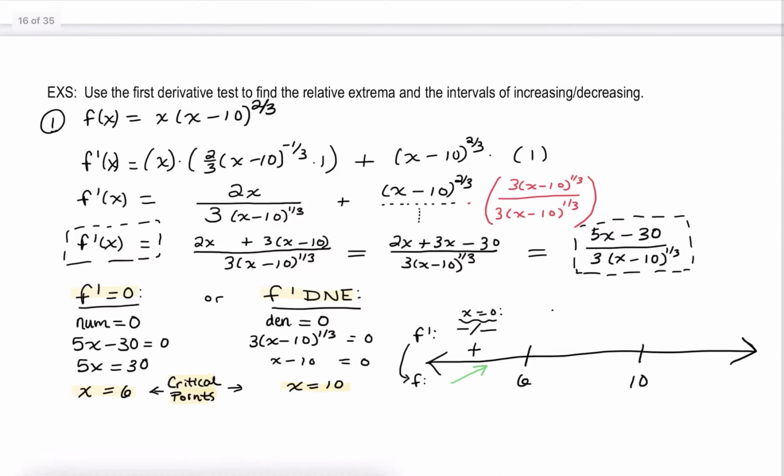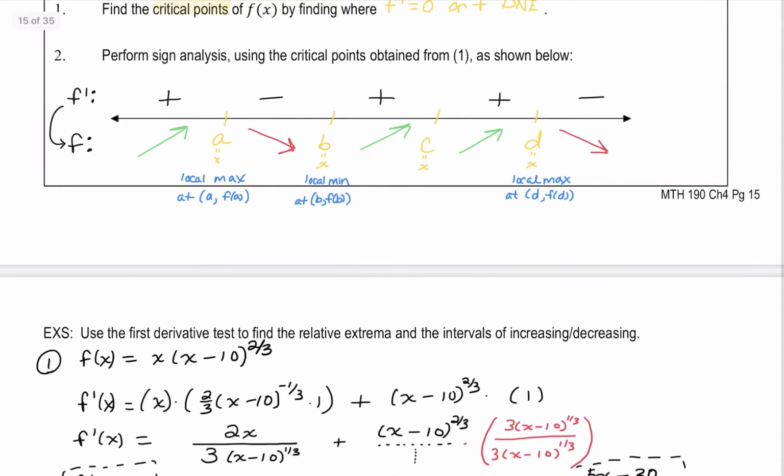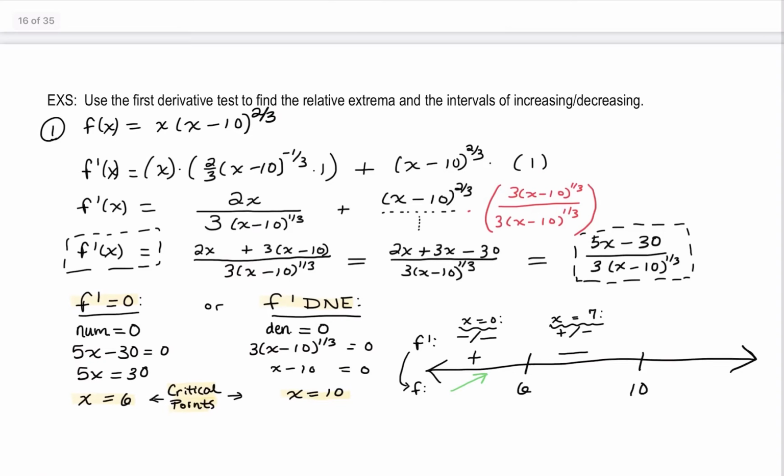All right, let's sub in something in between 6 and 10. So, I don't know, maybe just 7. And so in the numerator, 35 minus 30 would be positive, divided by, in the denominator, it's still going to be a cube root of a negative, which would be negative. Positive divided by negative is negative. And remember, where a derivative is negative, that means the original function is decreasing. And one more time, a value bigger than 10, so something like 11.